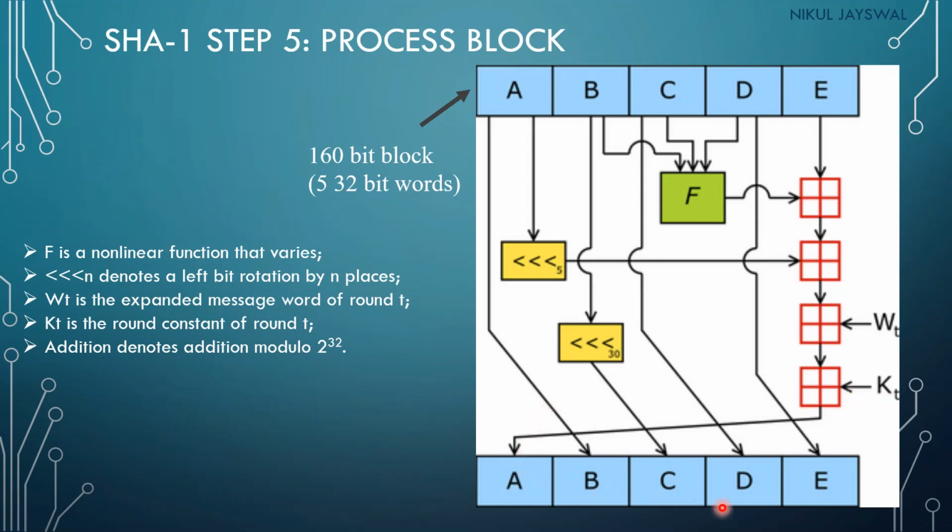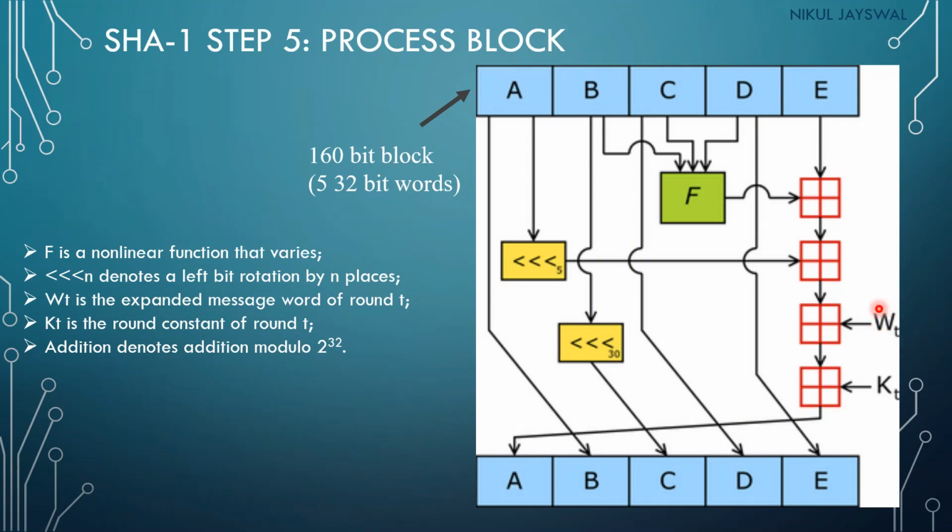Now this A, B, C, D, E will be used in the next step. Clear? So in the first operation we will take W0. In the second operation we will take W1. In the third operation we will take W2, then W3, W4, W5 up to W79.